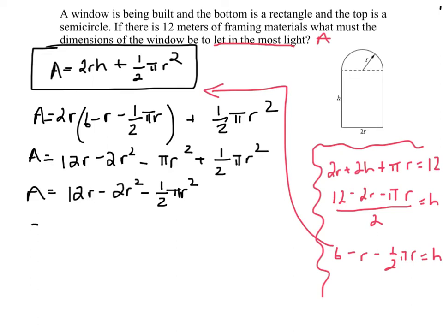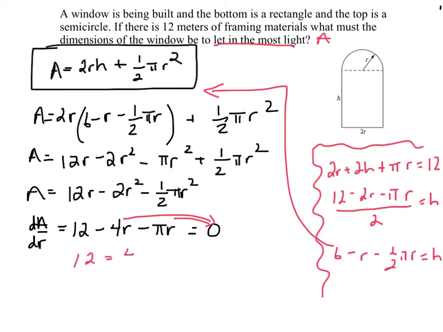So now let's go to dA/dr, or A prime. We got 12 minus 4r minus pi r. Okay? And we want this to be equal to 0. Well, let me do this kind of right away. Let me move the r stuff over to the other side. Okay, let me take both things and move them over. So I'm going to have 12 equals 4r plus pi r.